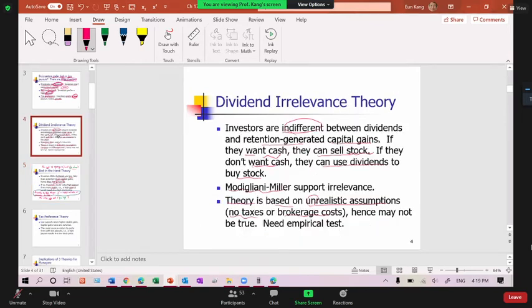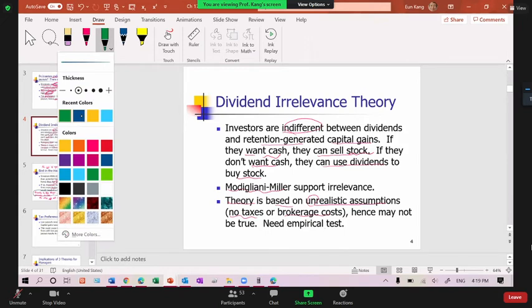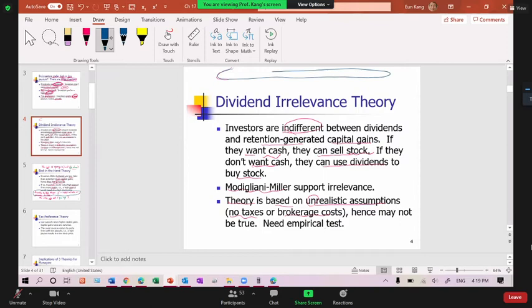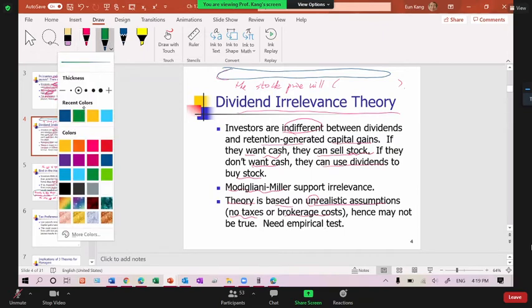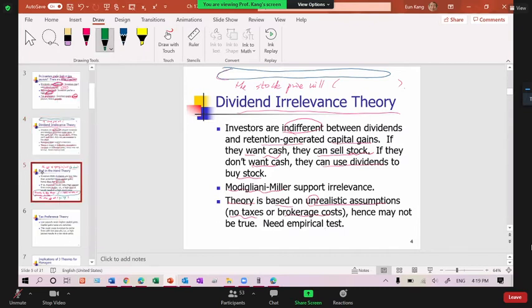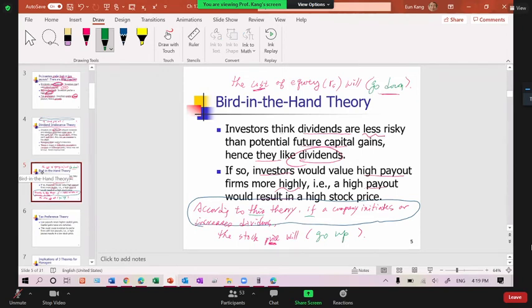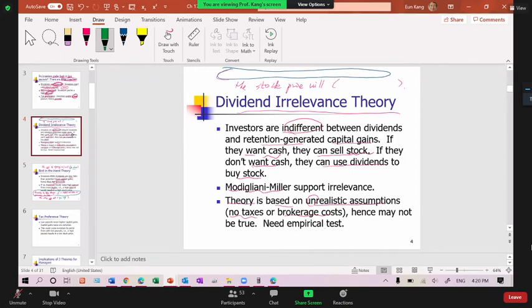Then let's apply this to this one. This part is the same. According to this theory, if a company initiates or increases dividends, the stock price will what? According to dividend irrelevance theory, the stock price will what? Anybody? Professor, can you repeat the question, please? Question is here. According to this theory, if a company initiates or increases dividends, that's why I made it blue color, just to save time. Yeah. Go up.